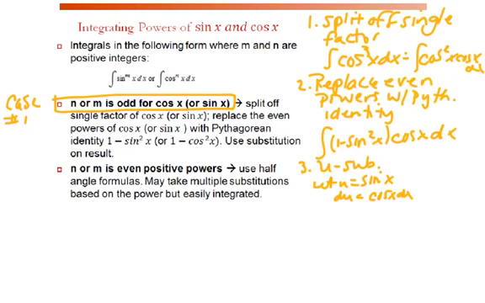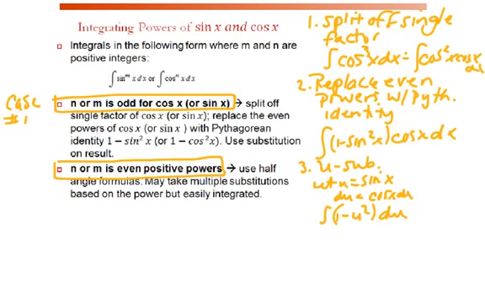So now we've taken an integral that we could do nothing with and used u-substitution on it. This is simply the integral of 1 minus u squared du, and we know how to deal with that. It's just the power rule. So that's case 1. Case 2 is when we've got an even power of sines or cosines.